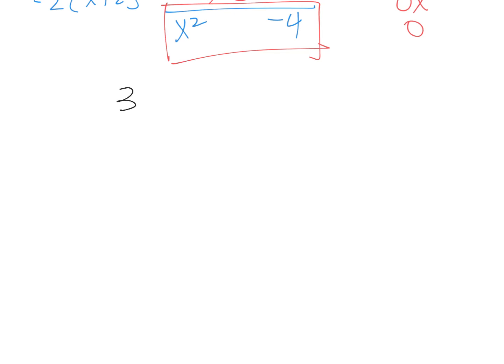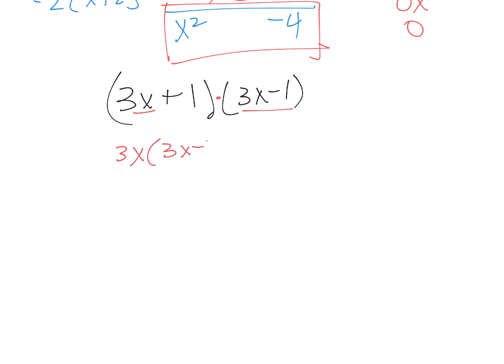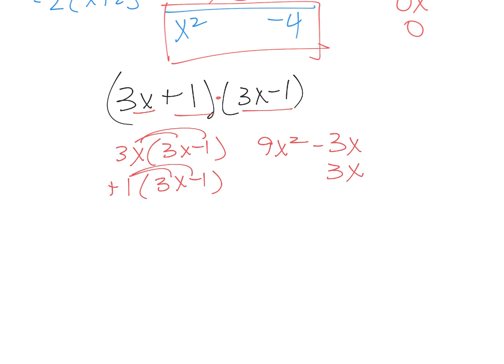What if I gave you 3x plus 1, and then we had 3x minus 1, okay? So we're multiplying again. So I'm going to take my 3x and I'm going to multiply it by my second binomial. Then I'm going to take my plus 1 and multiply it by my second binomial. Distribute, we get 9x squared. And then 3x and 1, negative 1, so we get negative 3x. And then we get 3x, and then negative 1 times 1 is negative 1. Be careful, you're multiplying over here, okay?